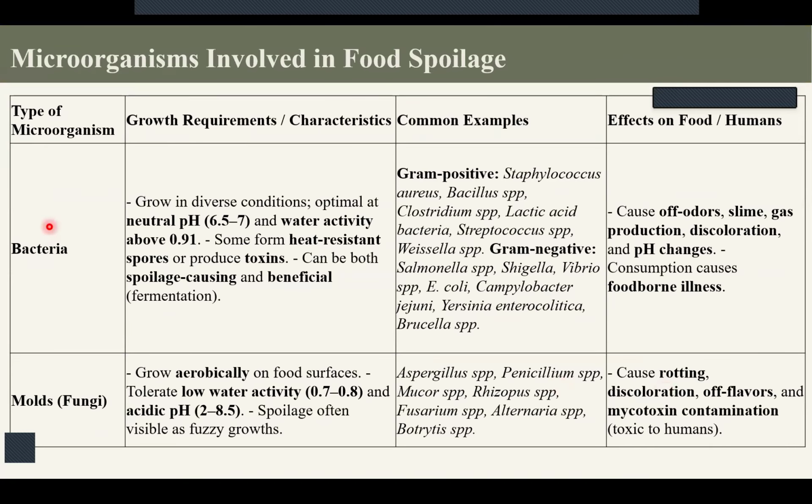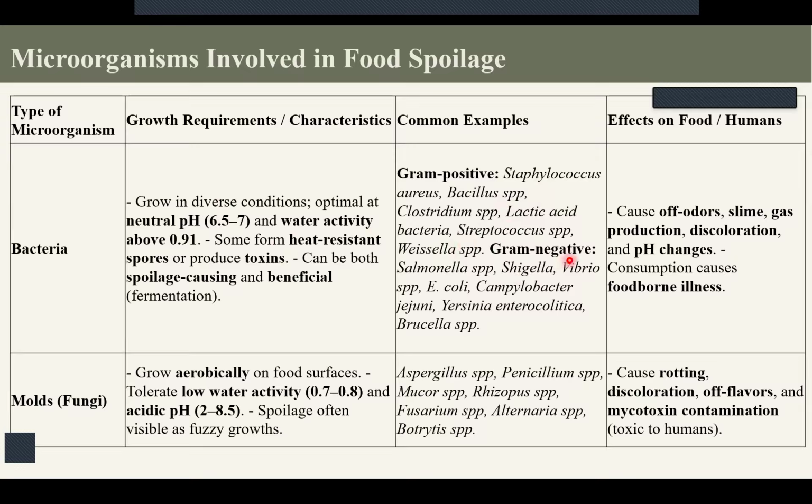We will now talk about the different types of microorganisms present in food and some common examples and how they affect the food items. Now, starting with bacteria, bacteria grow in neutral pH. Now, we can also have some beneficial bacteria. These beneficial bacteria are going to help in the process of fermentation. Examples, we have gram-positive examples. We have Bacillus, Staphylococcus, and Clostridium. Lactic acid bacteria is one common bacteria that's present in our milk products.